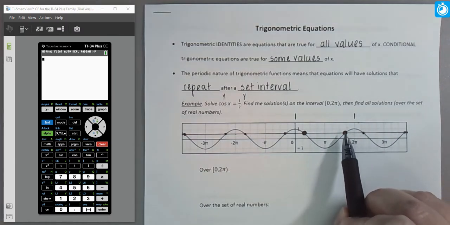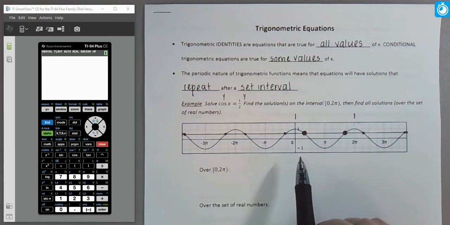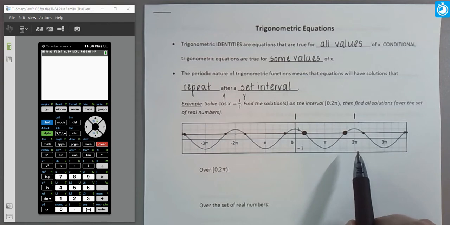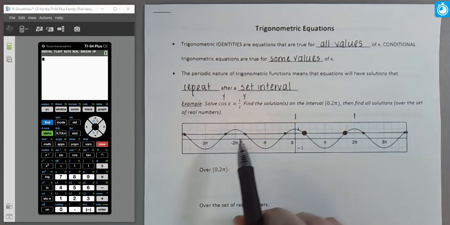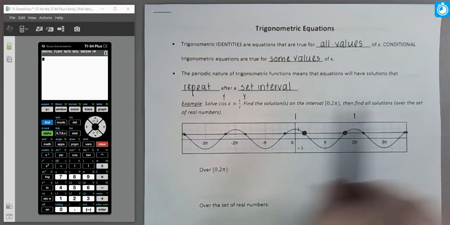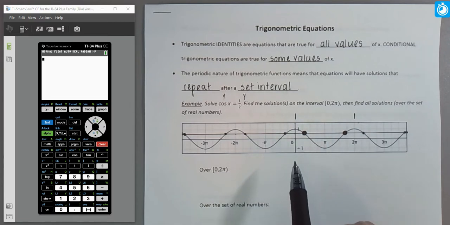For this particular fundamental solution, this next solution is going to be coterminal. It's going to be 2 pi radians away. So essentially what we're going to find is if we can generate all the solutions from 0 to 2 pi, in this case we have 2 of them, then the remainder of the solutions over the set of real numbers are going to be closely related to these original solutions, based on the fact that cosine, sine, cosecant, and secant repeat after 2 pi radians.